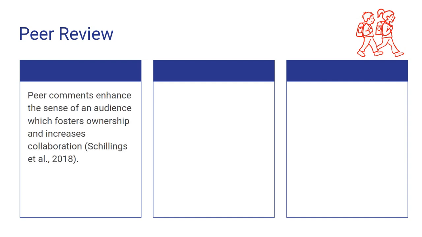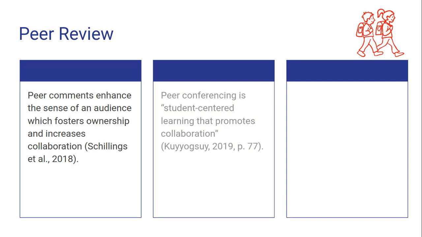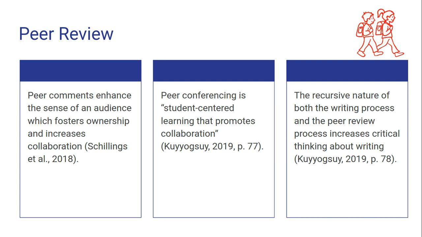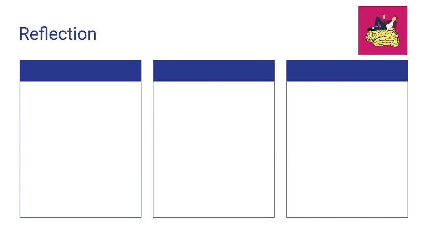Then we have the peer review. Peer comments enhance the sense of an audience, which fosters ownership and increases collaboration. Peer conferencing is student-centered learning that promotes collaboration, and the recursive nature of both the writing process and the peer review process increases critical thinking about writing. So the students are really ingraining themselves in their work and in their peers' work, and that helps both sides.